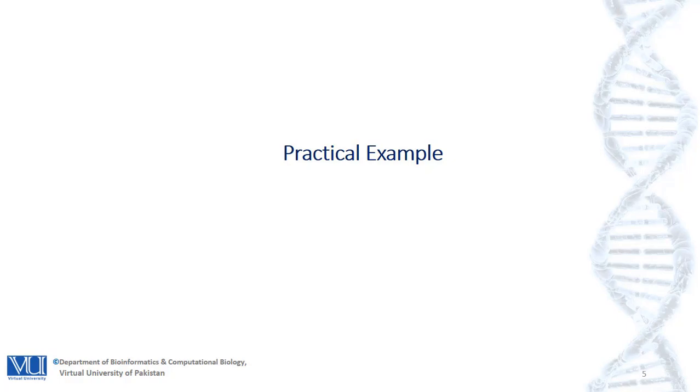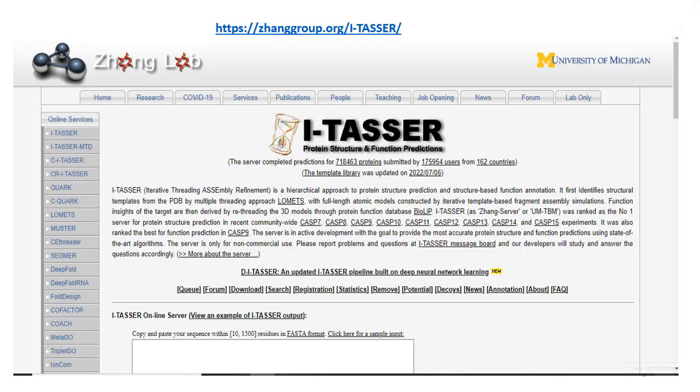So let's have a look at a practical example. To get into the website, you just have to click on the above-mentioned link. You will be redirected to their main home page. In the home page, as you can see, we have different options in the menu bar, and you can get the basic information about I-TASSER, how it predicts the protein structure and functions of proteins, from their home page. The use of I-TASSER is super duper easy.